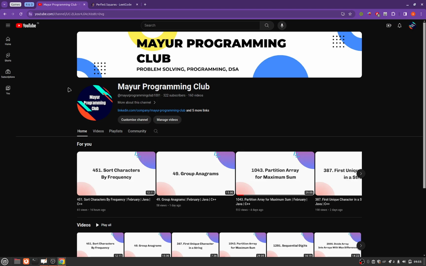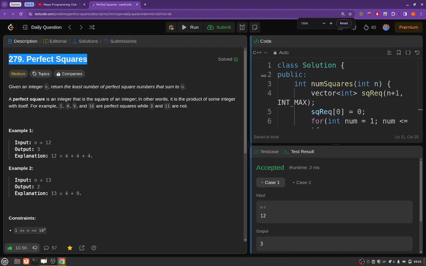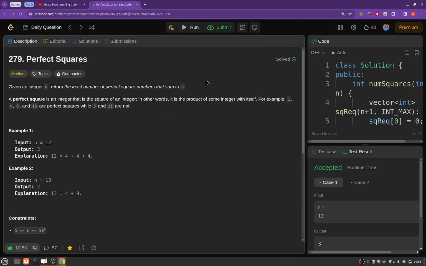Today we will be solving another daily Leetcode problem, and the problem's name is perfect squares. So the given statement goes like this: given an integer n, return the least number of perfect square numbers that sum to n.